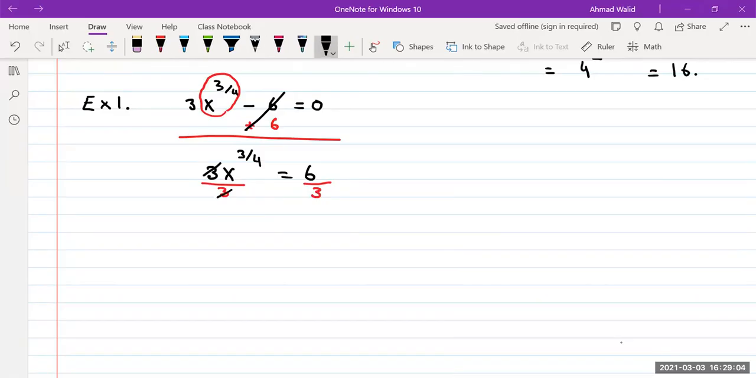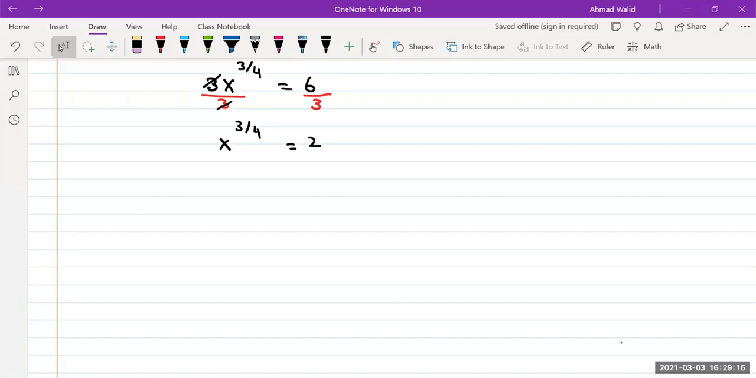These 2 cancel out. x to the power of 3/4 equals 6 over 3, which gives you 2. Now, I want to have x alone. And I explained to you already that if you have a fraction in the form of m over n, if you multiply it with its reciprocal, it becomes 1, right? I want to get rid of this 3/4.